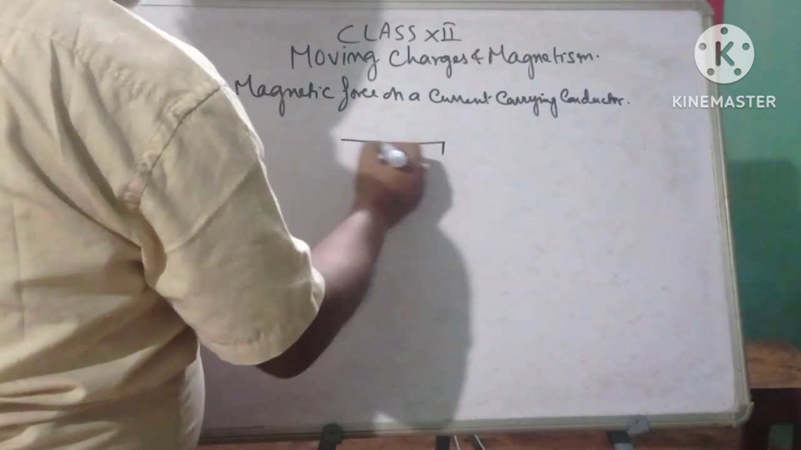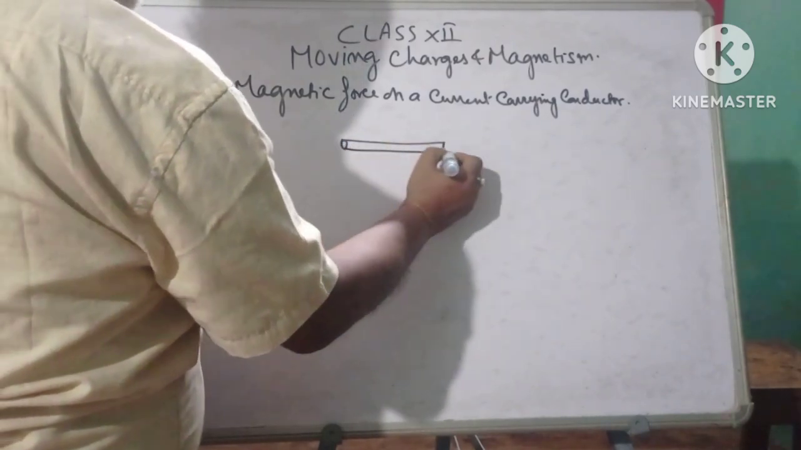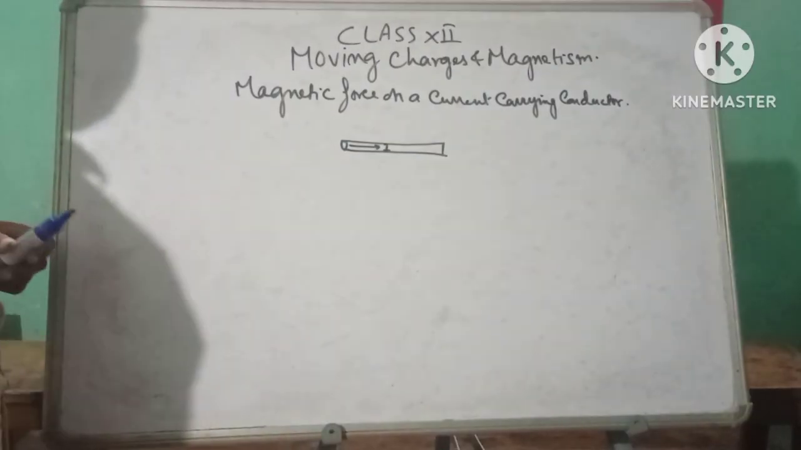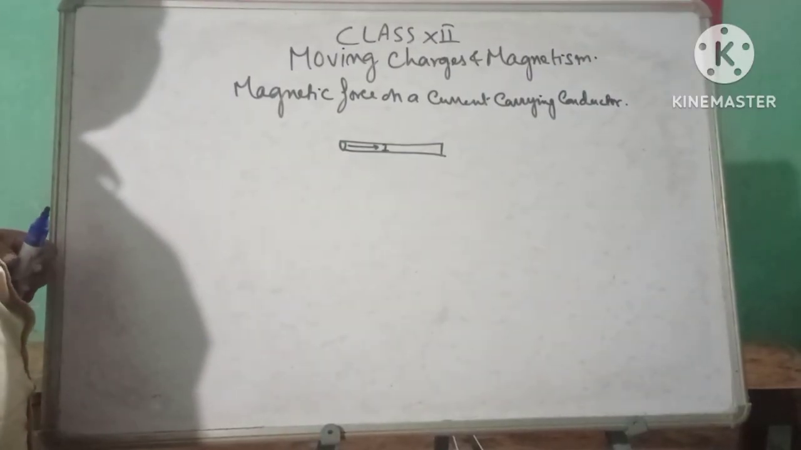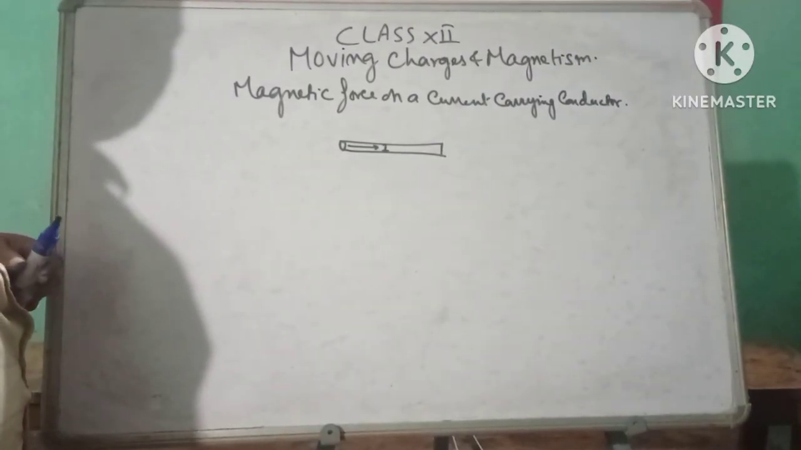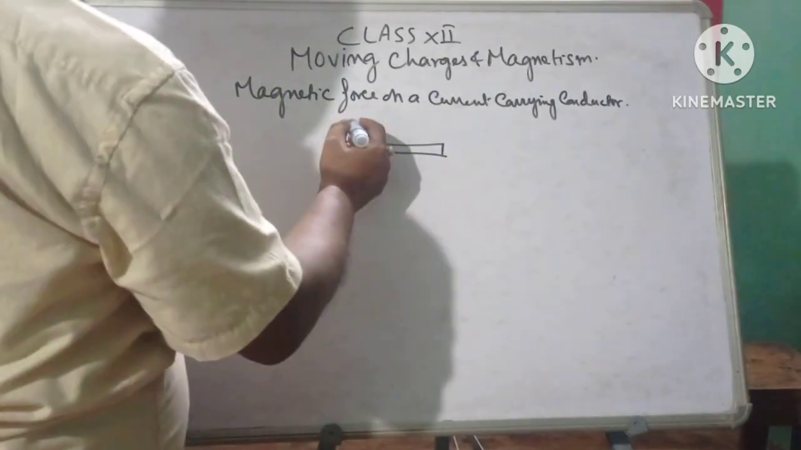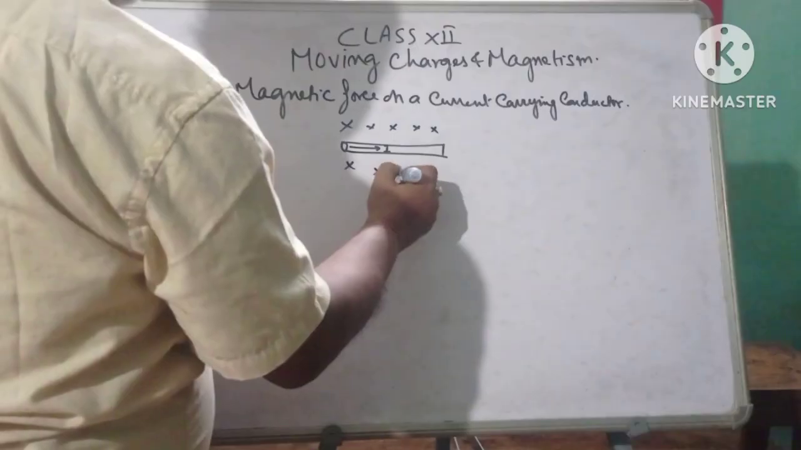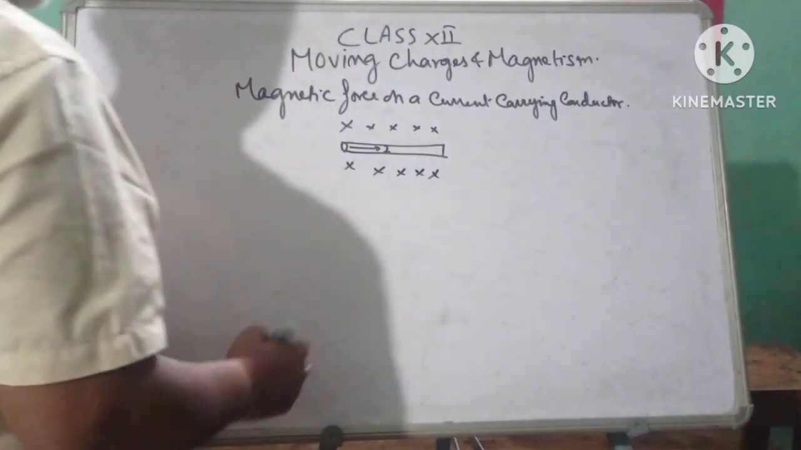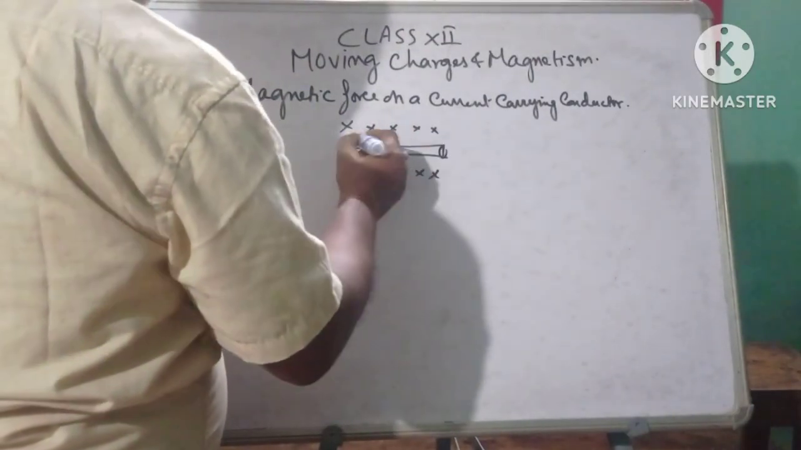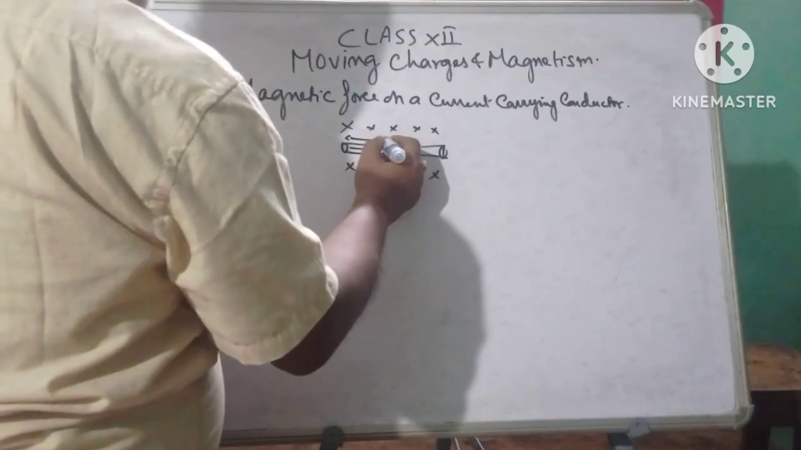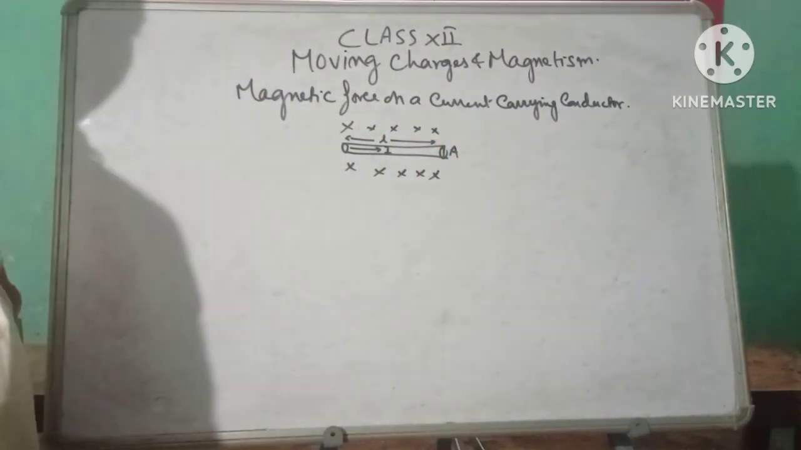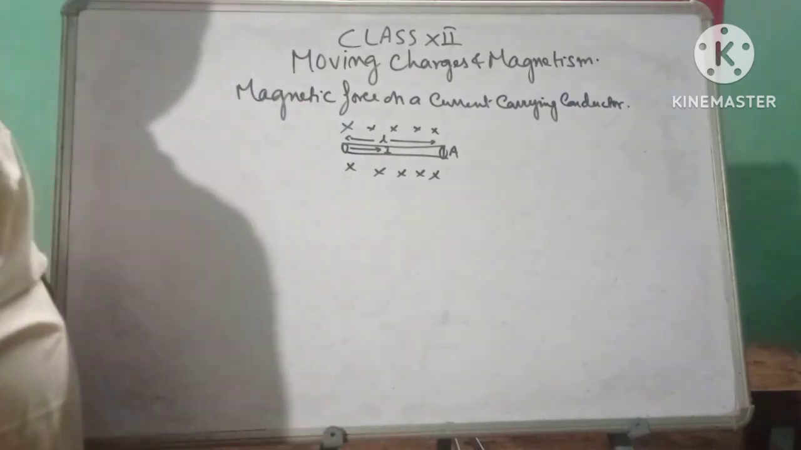Here this is a conductor and current I is flowing through it, and it is placed in a magnetic field. Let the length of the conductor be L, and the cross-sectional area be A.